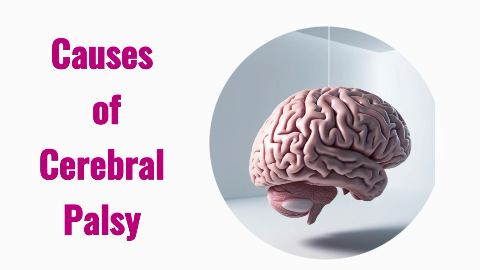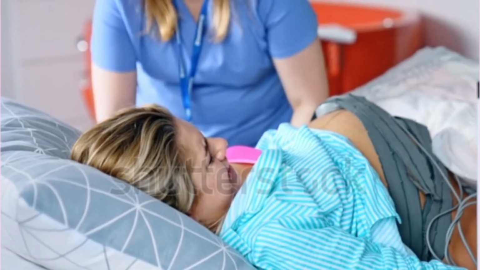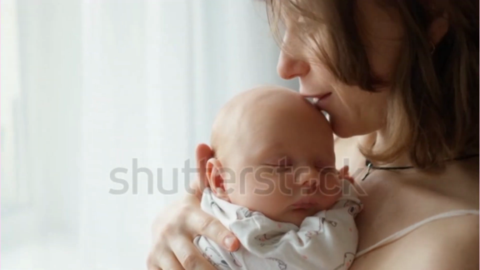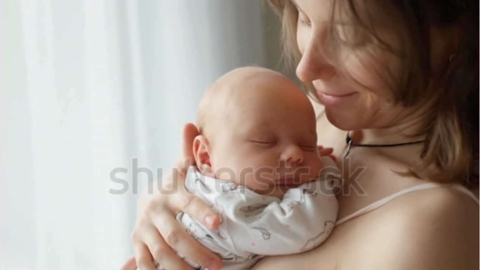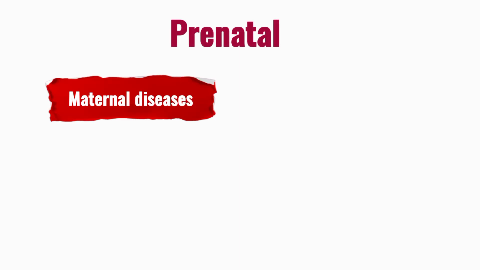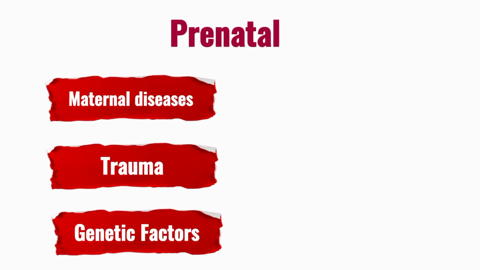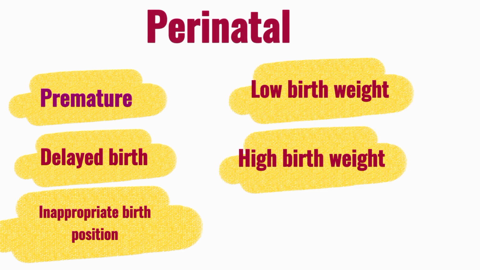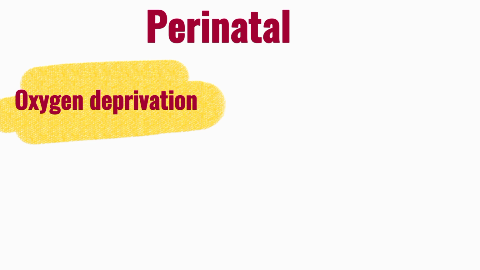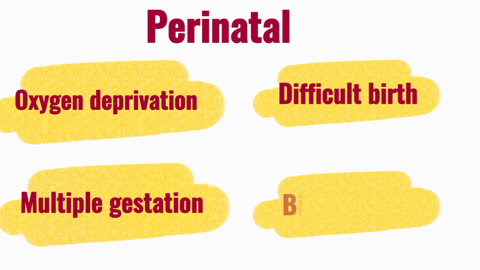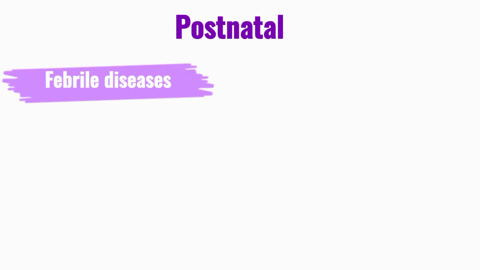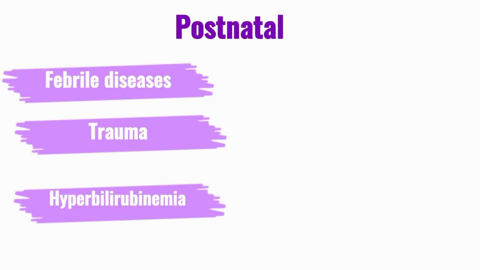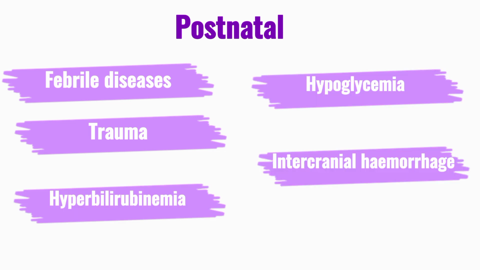Damage to the brain can happen before, that is prenatal, during, perinatal, or shortly after birth, postnatal, when the brain is still developing. The prenatal causes are maternal diseases, trauma, genetic factors, medications, and bleeding. The perinatal causes are premature or delayed birth, inappropriate birth position, low or high birth weight, cord entanglement, oxygen deprivation, multiple gestation, difficult birth, and birth trauma. The postnatal causes are febrile diseases, for example meningitis, trauma, hyperbilirubinemia, hypoglycemia, and intracranial hemorrhage.